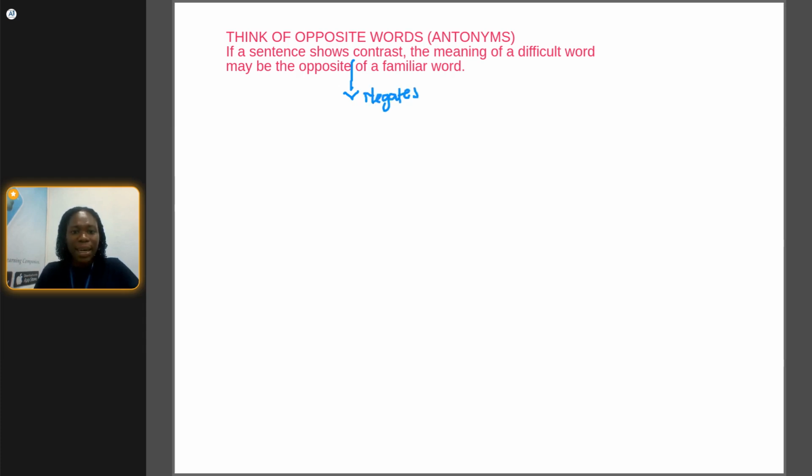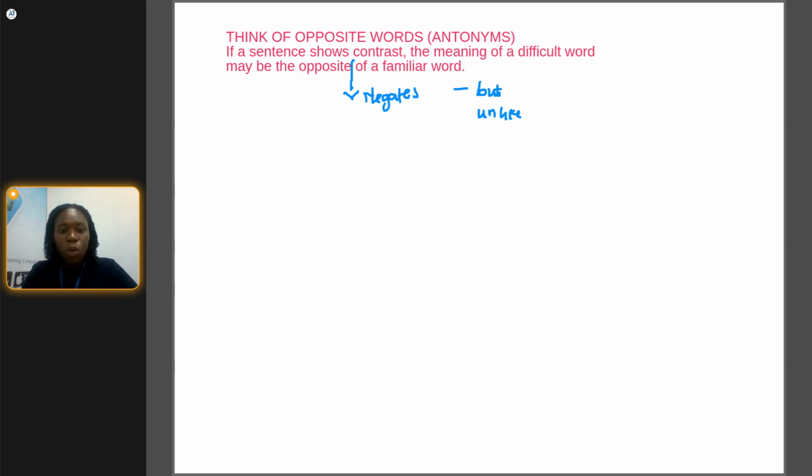Okay, so words that negate or show contrast, like but, unlike, instead of, however. These are contrasting words. So if you find any word showing contrast in a sentence, we are still talking about context here. When you find a word showing contrast, that word is your context to determining what the word you are looking for is going to be.